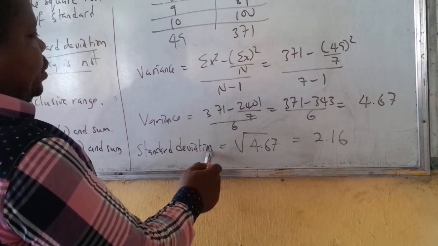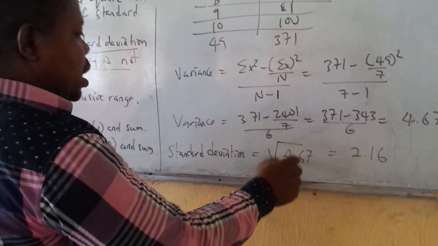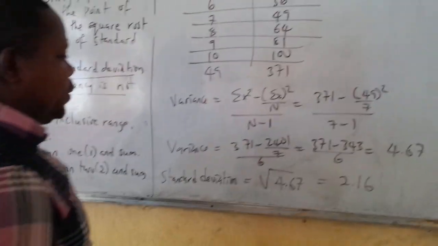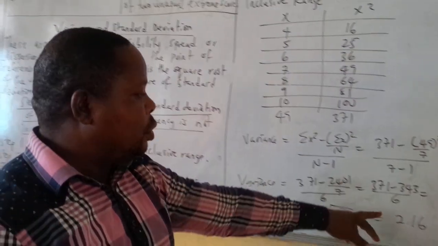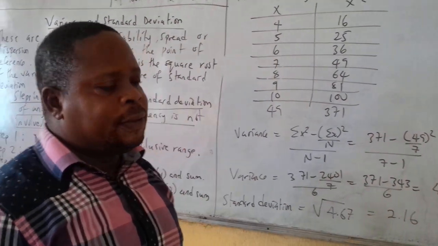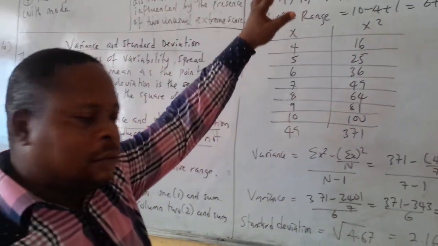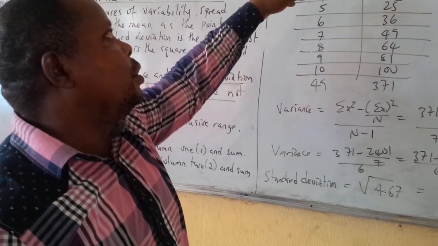Now the standard deviation is equal to the square root of that variance. And the square root of 4.67 will give you 2.16. So the standard deviation for this distribution is 2.16.